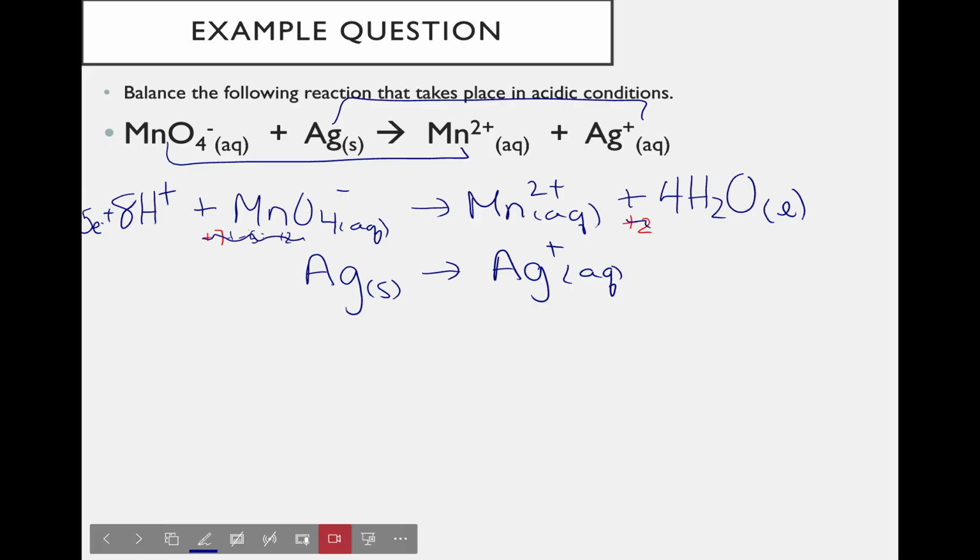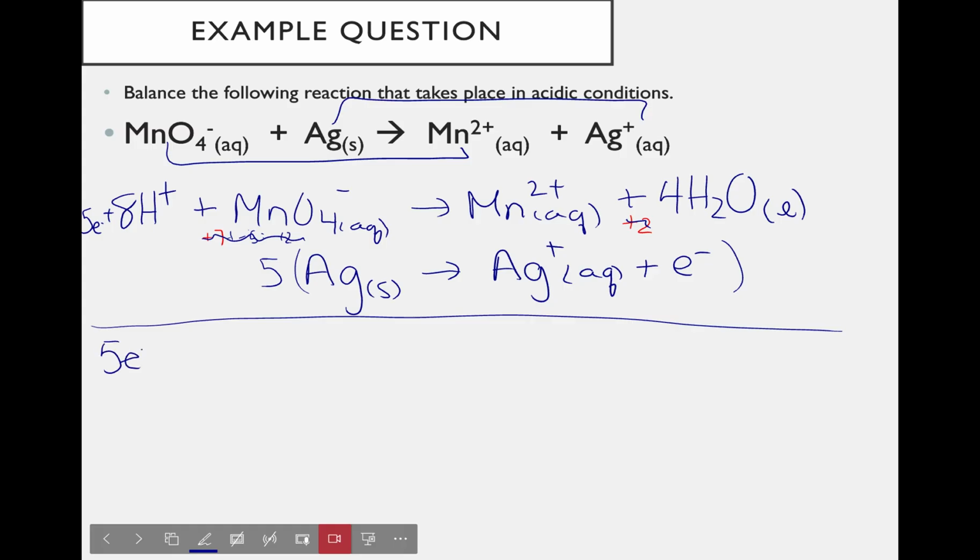Taking a look at the second half reaction, I have silver. I don't need to add in any water or hydrogen because there's nothing present, so I can skip right to adding in my electron. Now from here, it's like what we did when we were predicting. Once you have your 2 half reactions, then you can add them together only when your electrons are balanced. So we'll have to multiply that second reaction by 5, and then you can add them together.